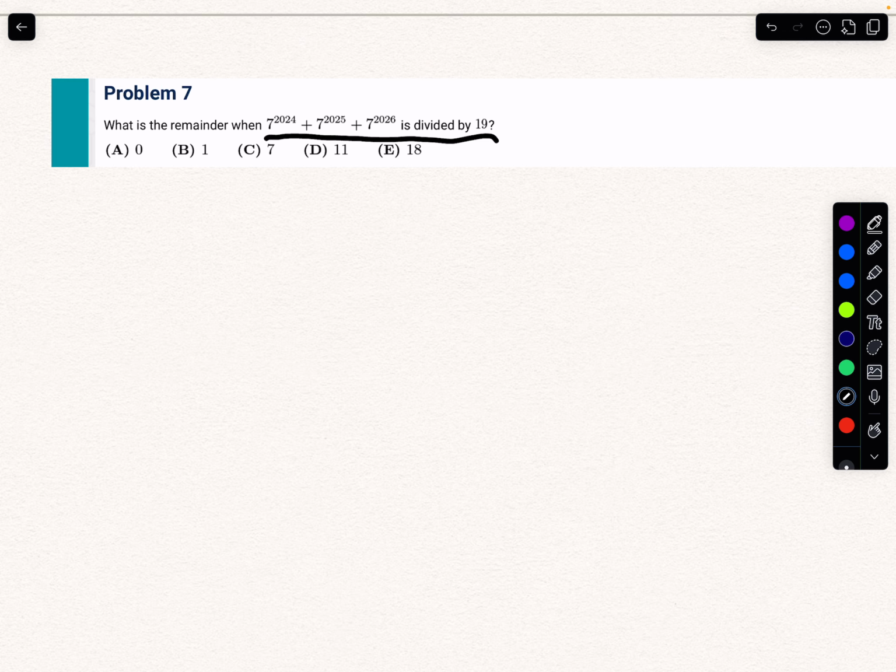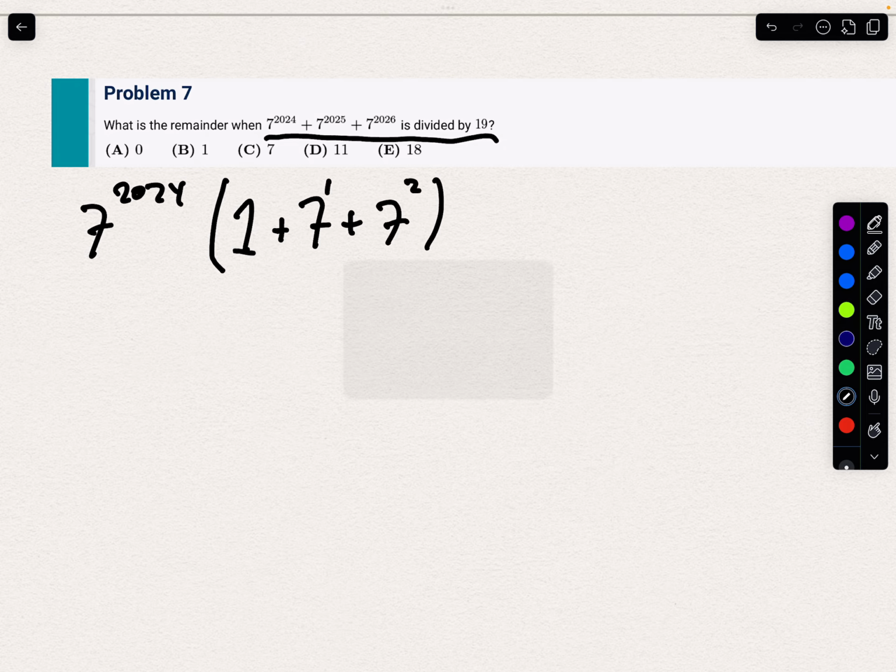All right. Okay, so this problem, I'll read it out first. What is the remainder when 7 raised to the 2024 plus 7 raised to the power of 2025 plus 7 raised to 2026 is divided by 19? This problem, quite frankly, looks impossible at first if you don't really understand what to do. The trick is, well, let's just first factor out 7 to the 2024.